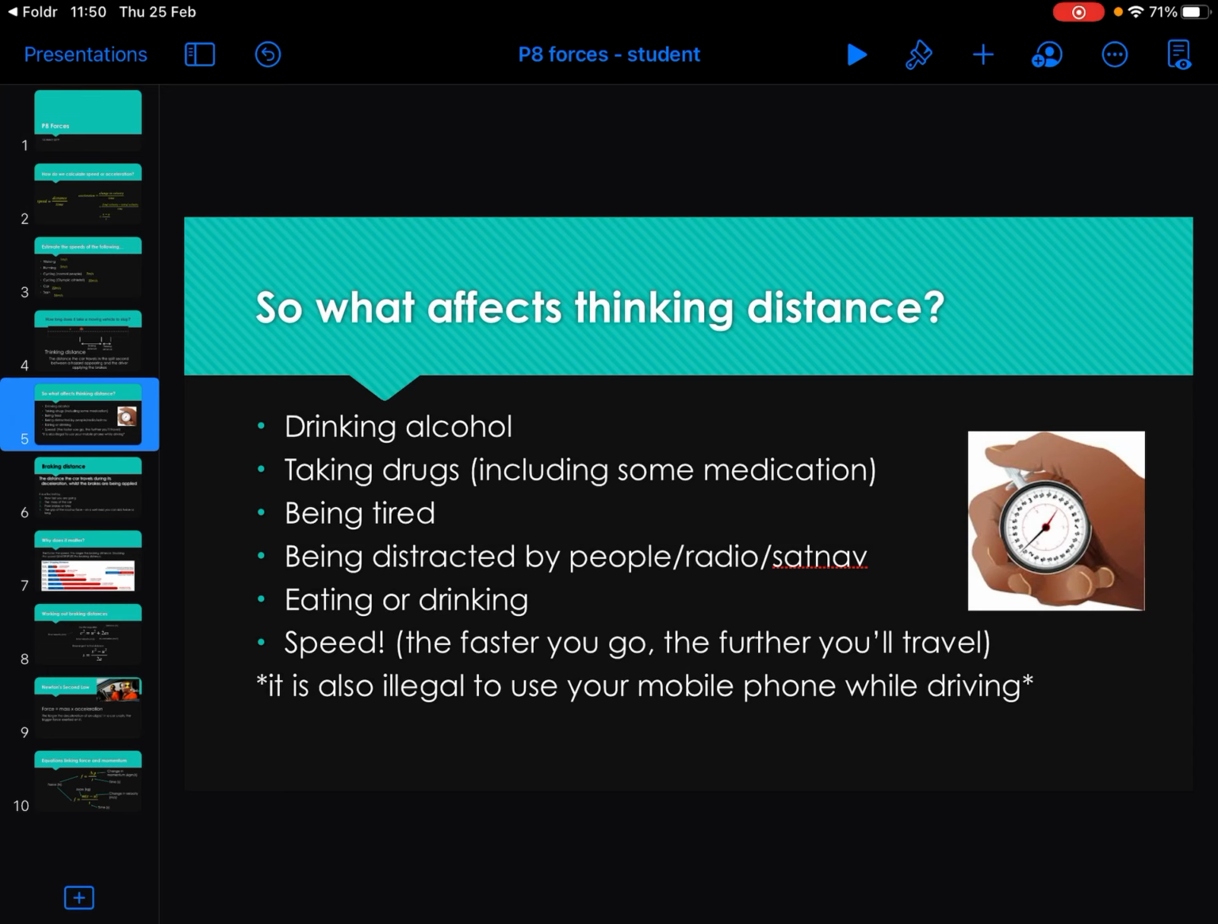Being distracted by people, radio, sat-nav. Eating or drinking, and speed. Speed is the only factor that affects both thinking distance and braking distance. The faster you are travelling, the further you will travel whilst you are reacting.